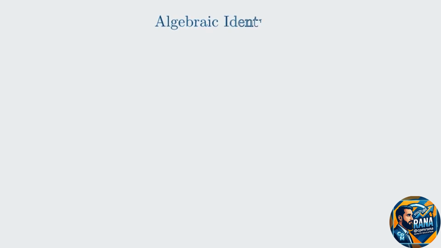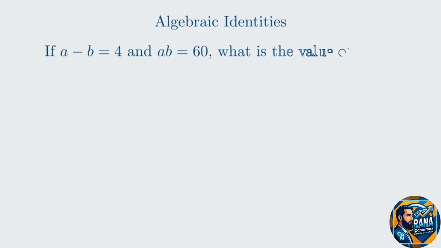Welcome to this lesson on algebraic identities. By the end of this video, you will be able to find the value of the sum of two variables when their difference and their product are known. If a minus b equals 4 and a times b equals 60, what is the value of a plus b? Our goal is to solve this step by step.